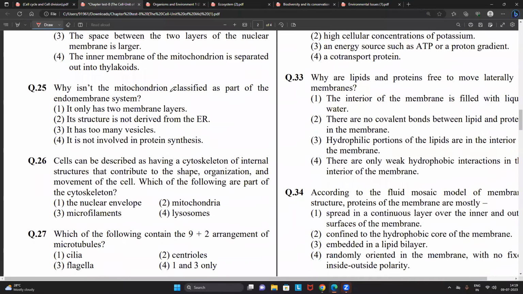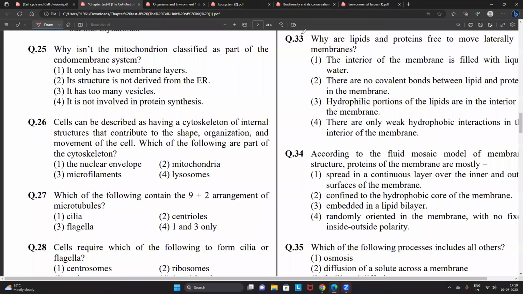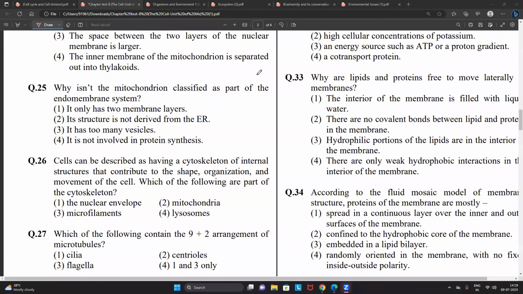Why isn't the mitochondrion classified as a part of the endomembrane system? Question number 25 says, why isn't the mitochondria classified as a part of the endomembrane system? Everyone has to answer.